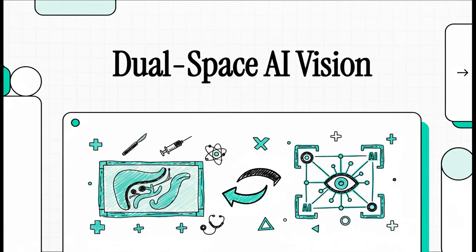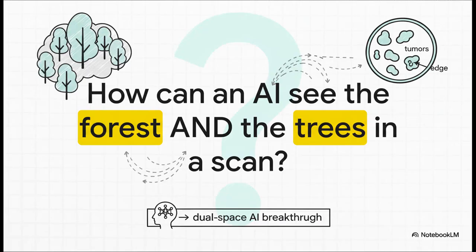Welcome to The Explainer. So, today we're diving into something really cool, a new paper that's totally rethinking how AI looks at medical scans. And believe me, this could be a huge game changer for how doctors diagnose diseases. So, how can an AI see both the forest and the trees in a medical scan?